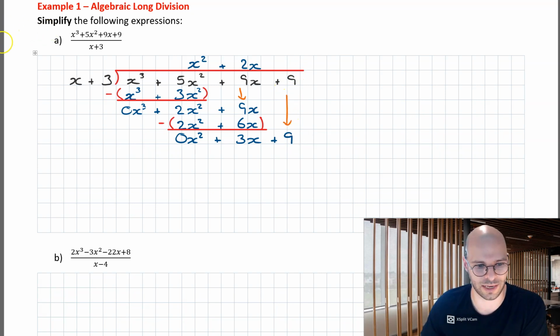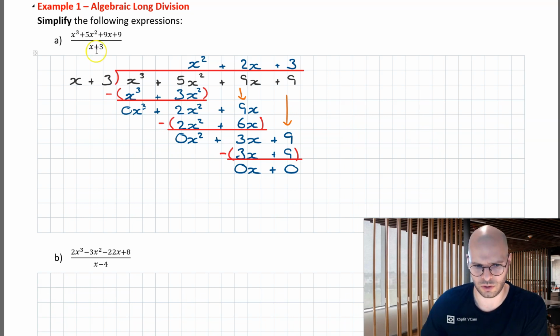Next, I'm going to make the divisor match my working expression. To do this, I've got 3x and I want to turn this into 3x. To do that, I multiply it by 3. Now I'm going to get 3 times x is 3x, and 3 times 3 is 9. Setting up for the subtraction, I'm going to get 3x take 3x is 0x, and 9 take 9 is 0.